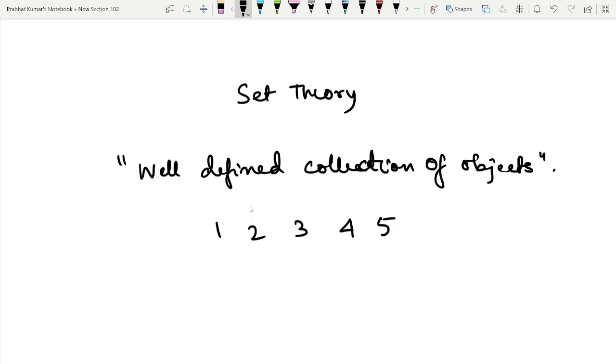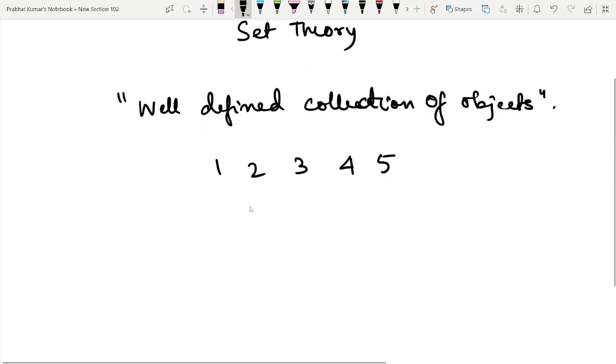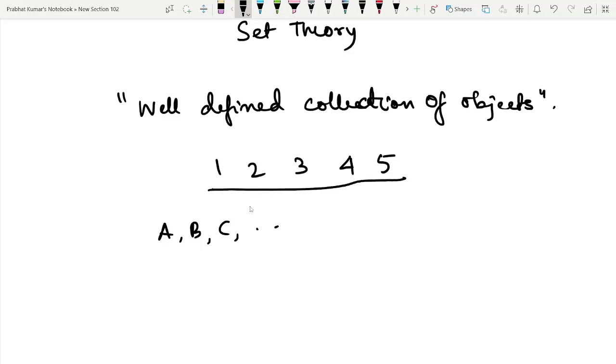Having said what a set is, let's see how we can define a set. Sets are generally denoted using capital letters, like A, B, C or something like that. Like this, all the natural numbers from 1 to 5, this is also a set, so we can denote this set by A. We can use A to denote this whole object, the whole collection of these objects to be precise.